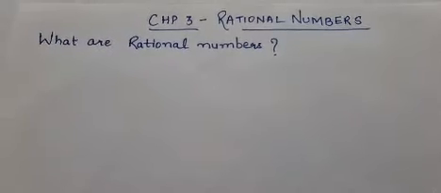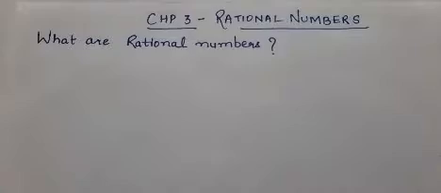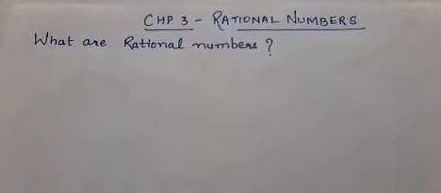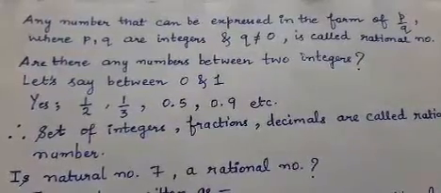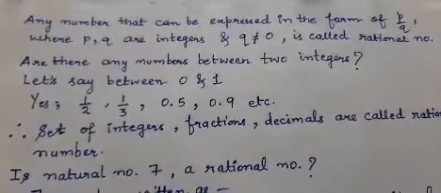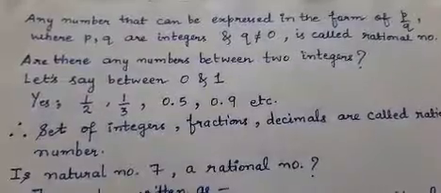Hello students, today we are going to start a new chapter, chapter number 3, rational numbers. So a question might come in your mind, what are rational numbers? Any number that can be expressed in the form of p upon q, where p and q are integers and q is not equal to 0, is called a rational number.